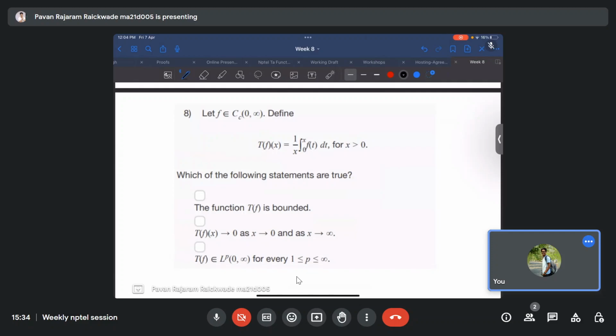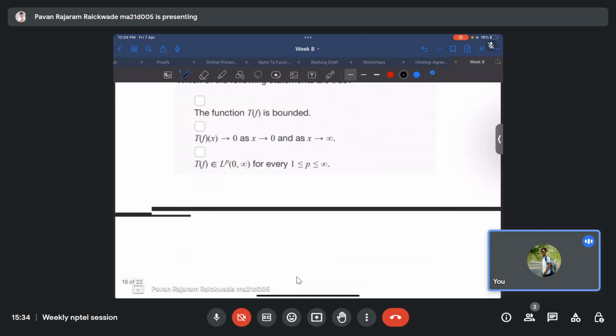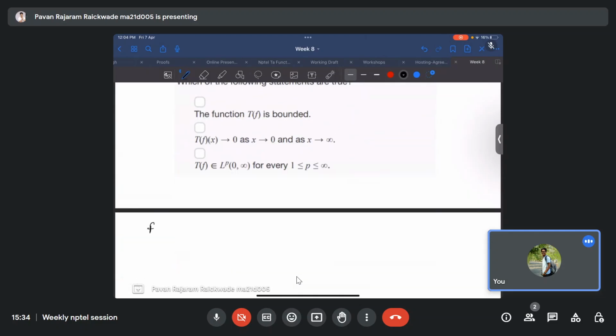Which of the following statements are true? Function Tf is bounded. Let's just see if we can explicitly see what function Tf is. For each f, there exist a and b in R, which is compact support basically, such that f(x) equals 0 for all x which doesn't belong to [a, b], or I can say x belongs to (0, infinity) minus [a, b]. And because this [a, b] has to be compact, a has to be positive.